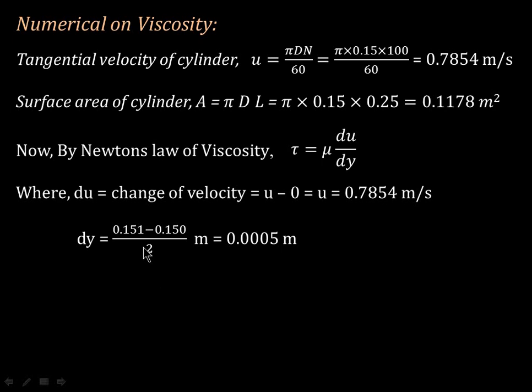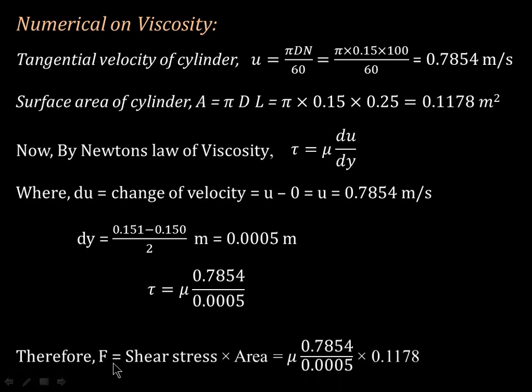Now why do we need to divide by 2? Because we just want the gap, and the diameter difference is spread on both sides, so that's why we divide it by 2. So it is 0.0005 meter. Now putting all these values in, the shear stress tau equals mu into du, 0.7854, divided by dy, 0.0005.